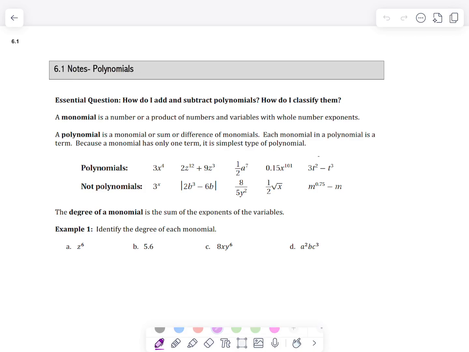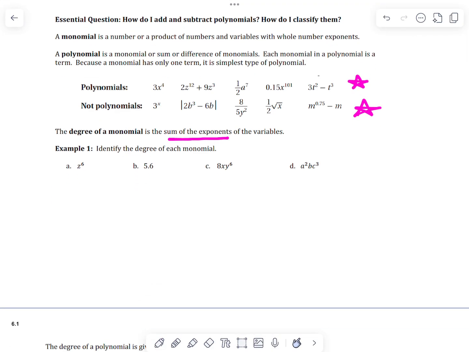So here are some examples of polynomials. And then below that are examples that are not polynomials. The degree of a monomial is the sum of the exponents. So example 1 says, identify the degree of each monomial.